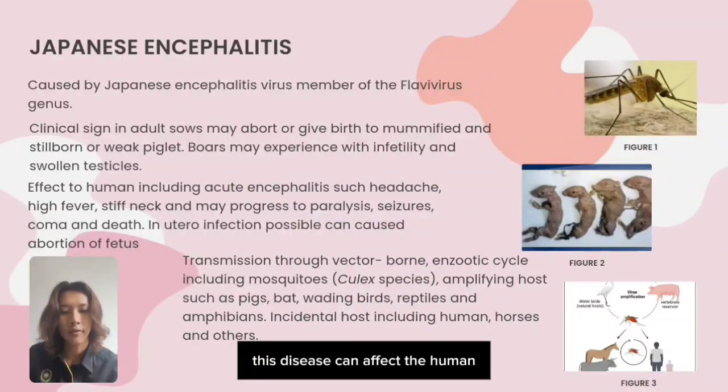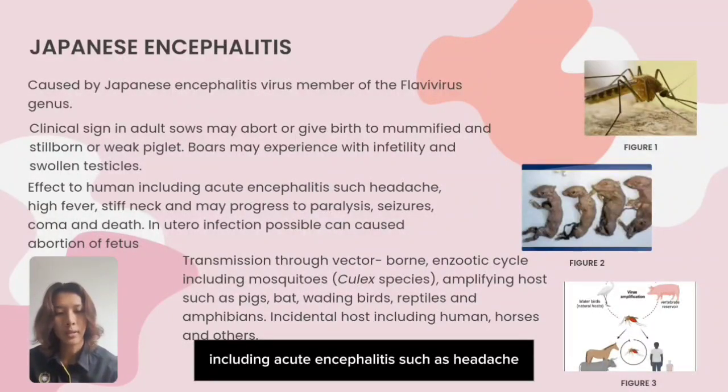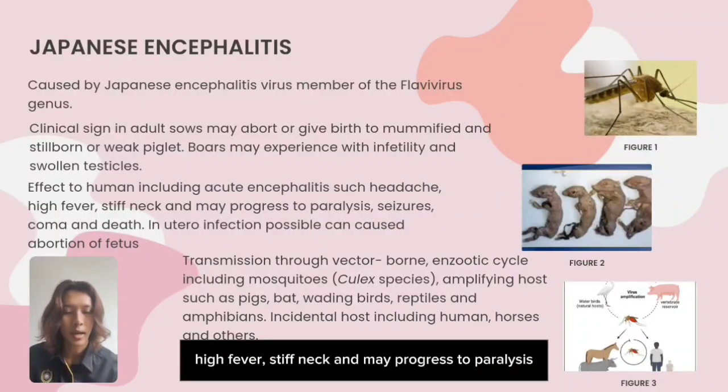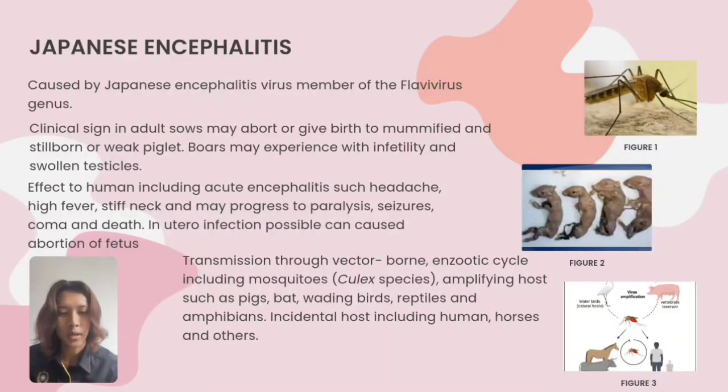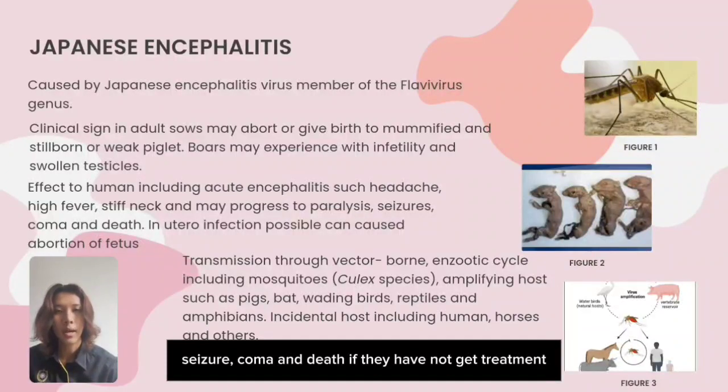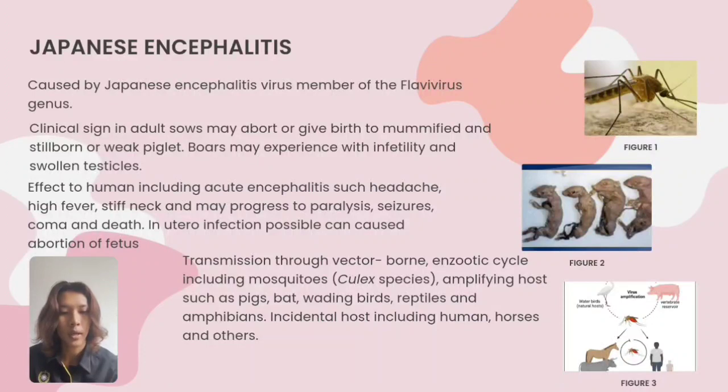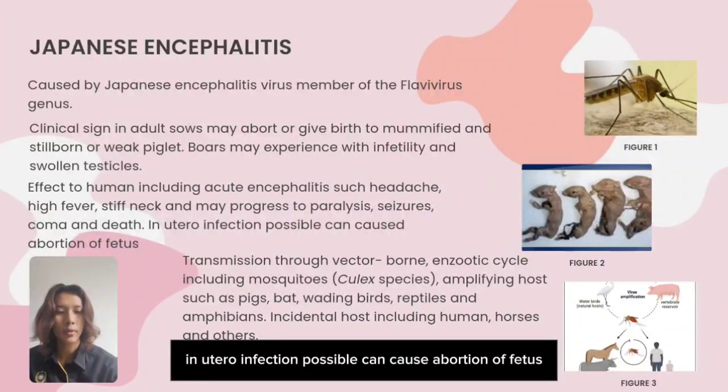This disease can affect humans, causing acute encephalitis with headache, high fever, and stiff neck, and may progress to paralysis, seizure, coma, and death if they do not get treatment. In utero infection can possibly cause abortion of the fetus.